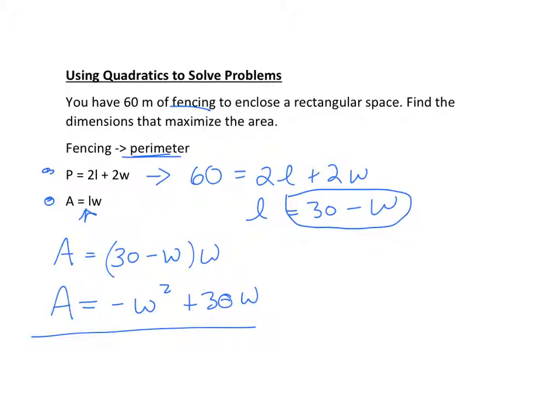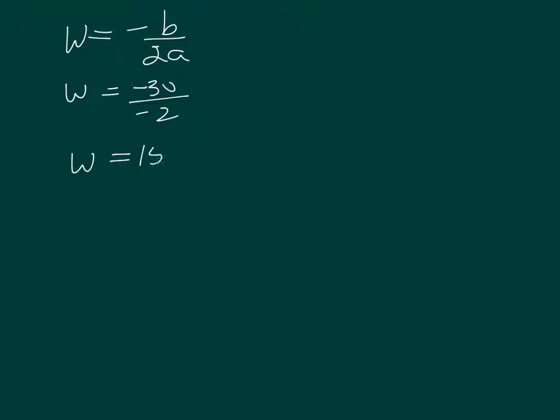If we look at that quadratic equation, we can see that the value of a is -1 and the value of b is 30. So we're going to use this great little formula for the vertex and say that the W coordinate of the vertex will be -b over 2a. I'm going to switch to the next page and we'll substitute the values in. So our width is -b over 2a, and we'll substitute those values in. So we get -30 over -2, and W equals 15.